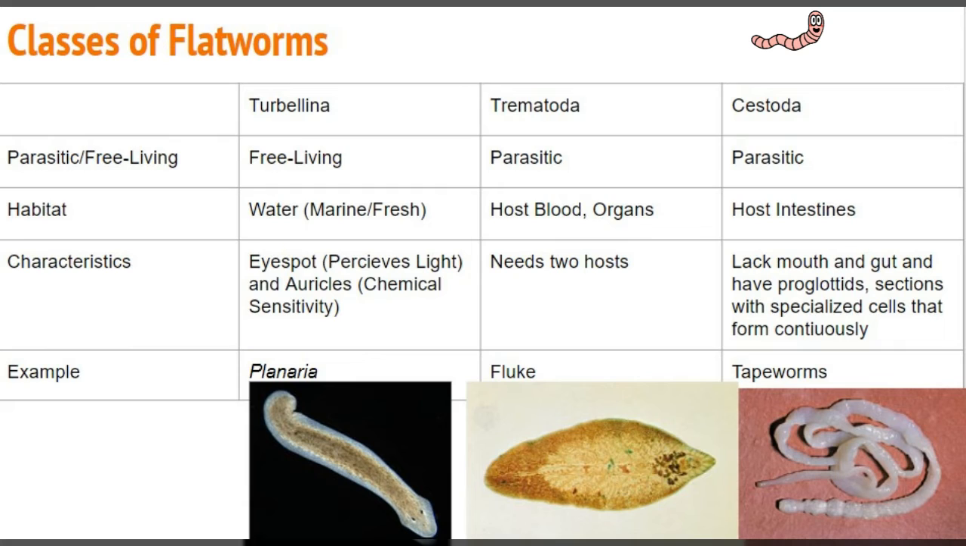And for parasitic flatworms, they have modified feeding structures called hooks and suckers, which feed on the blood and other bodily fluids and absorb through cell walls. So that could be an example of a leech, but they're not flatworms, so just disregard that.